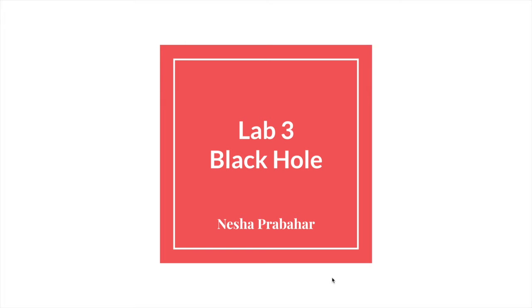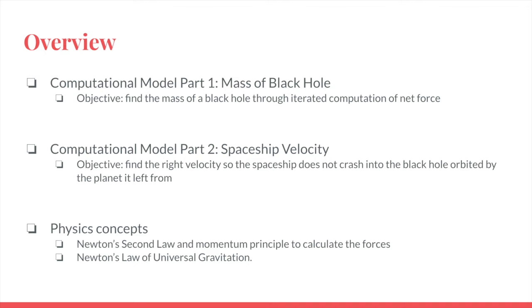This is lab 3, where we analyze the gravitational effects of a black hole. So coming to the overview, this lab is divided into two major parts. The first computational model finds the mass of a black hole through iterated computation of the net forces acting on the system. And the second part is a computation model where we determine a spaceship velocity such that it does not crash into the black hole, and this black hole is being orbited by the planet the spaceship left from.